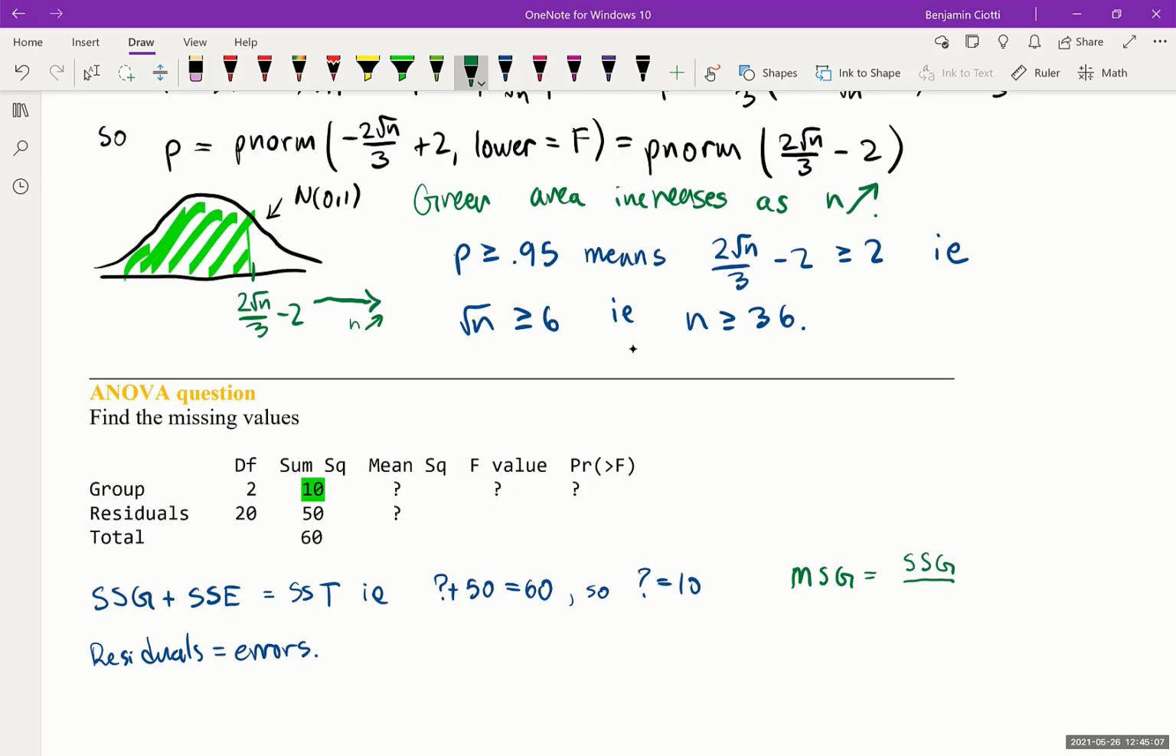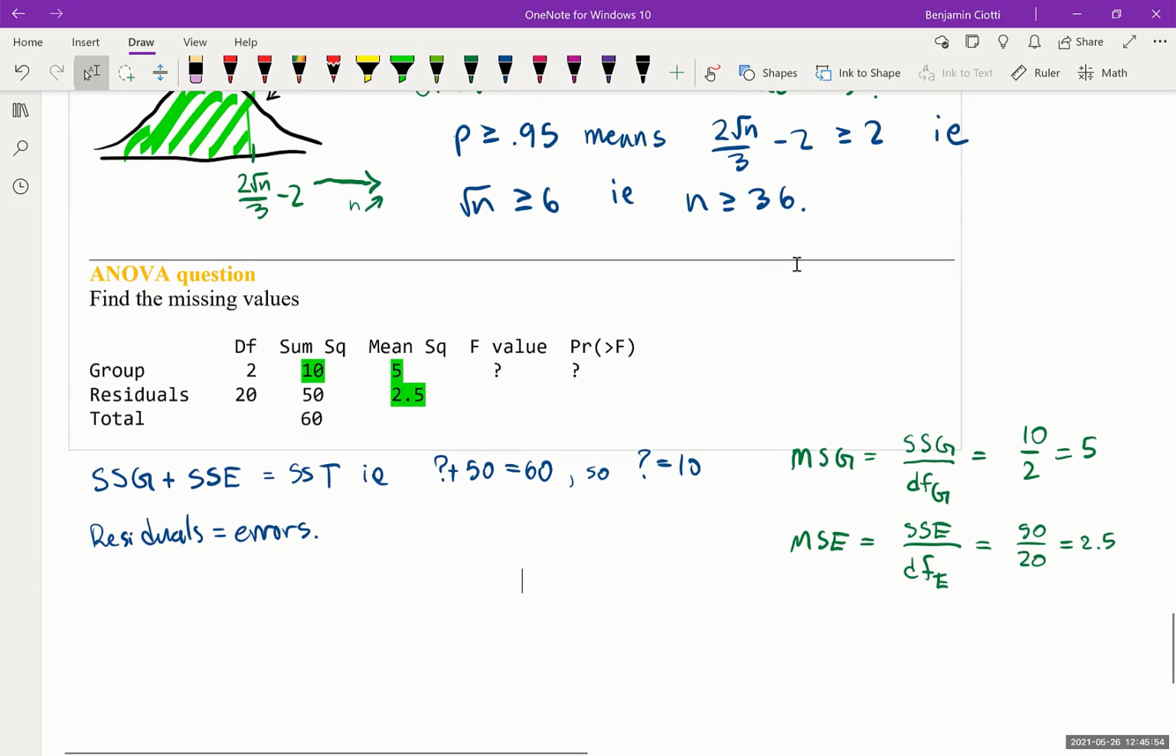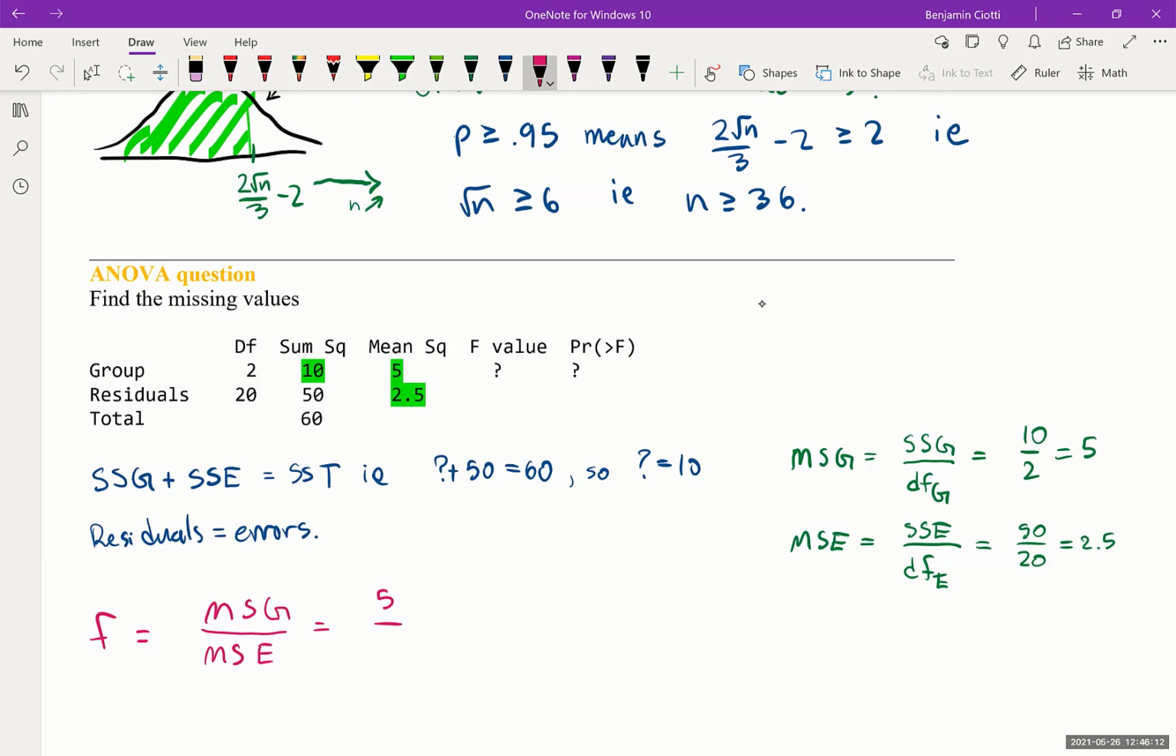Anyway, the mean square of the groups is the sum of squares of the groups divided by the degrees of freedom of the groups. In this case, it's 10/2, which is 5. Similarly, the mean square of the errors or residuals is the sum of the squares of the errors divided by the degrees of freedom of the errors. In this case, that's 50/20. Okay. And what can we get next? Oh, the F value. Good. The F value is the ratio MSG over MSE. So it's 5/2.5.